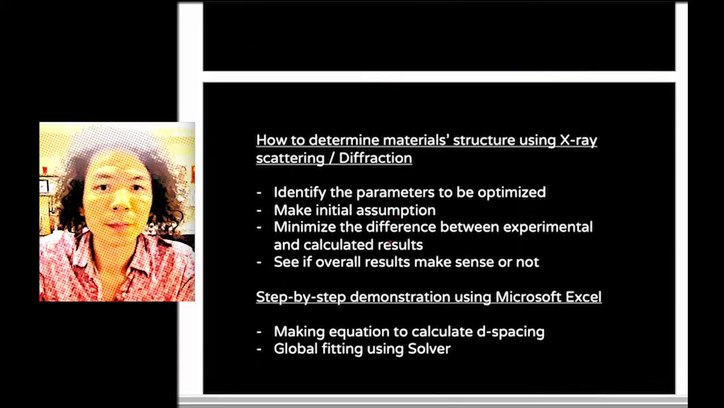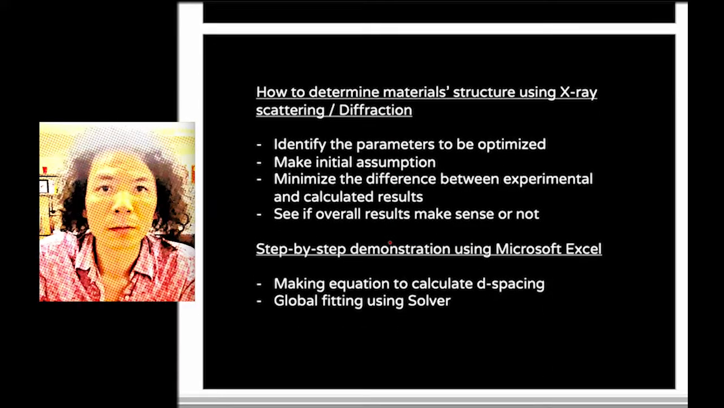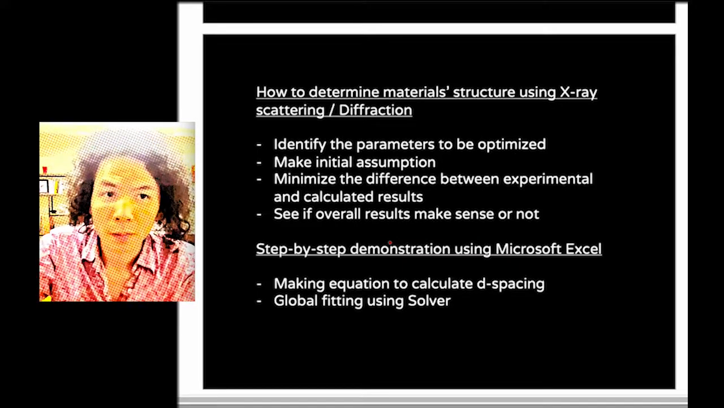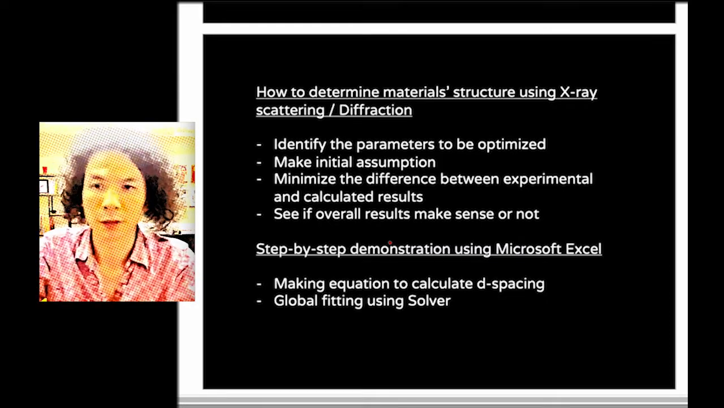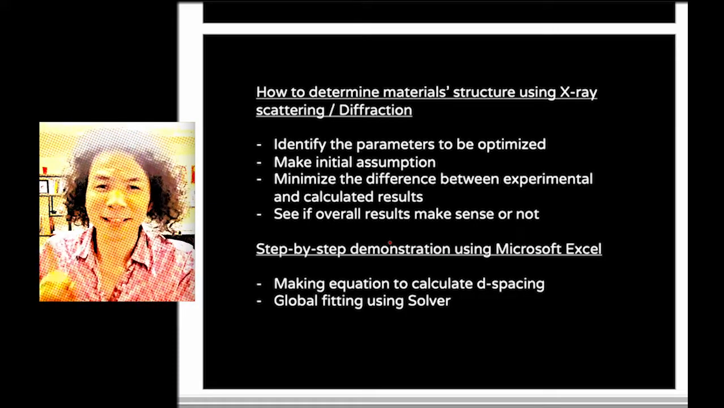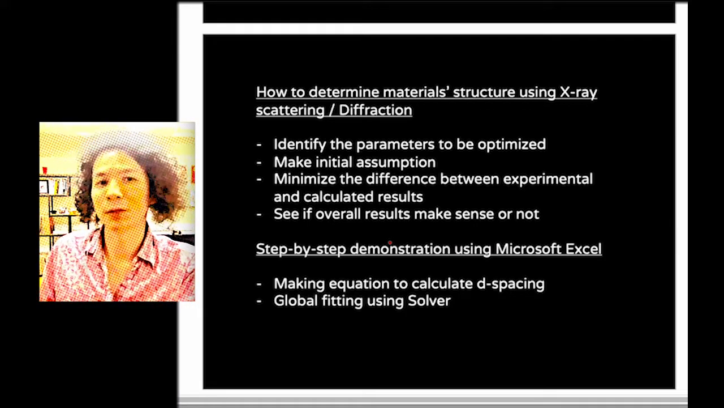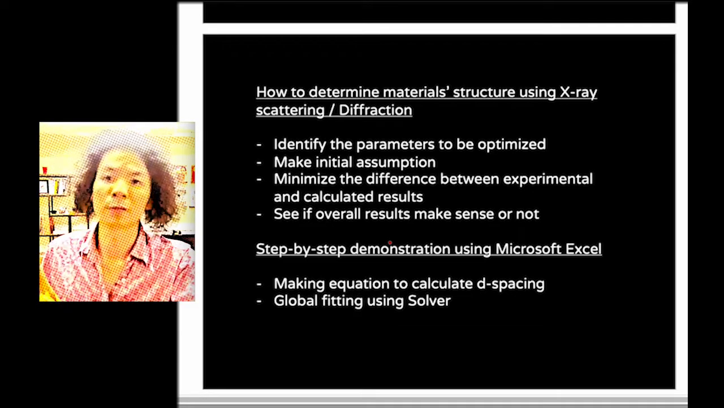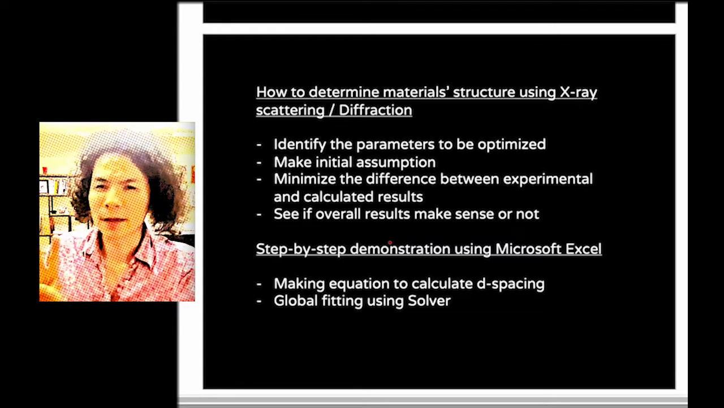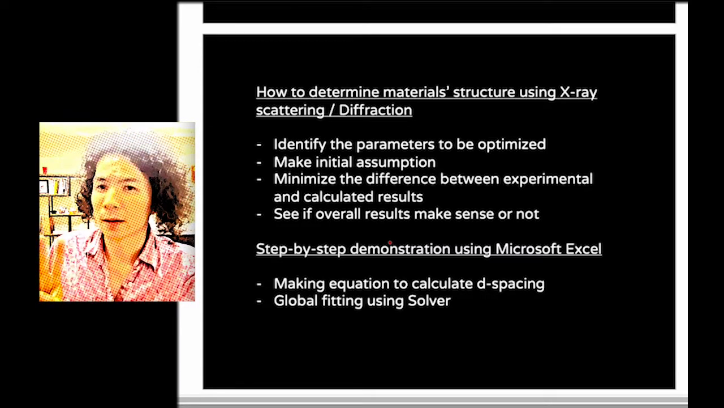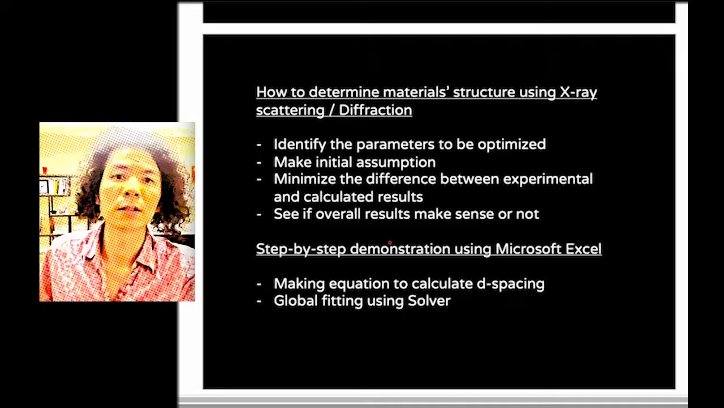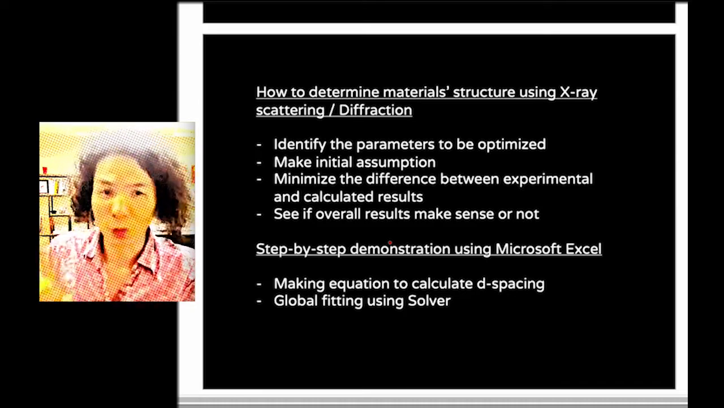Sorry. So now this is the roadmap of today's video. So I'm going to talk about how to determine material structure using X-ray scattering and diffraction. There are only three basic steps. First thing is you need to identify the parameter to be optimized. It could be d-spacing, it could be lattice constant, or it could be the crystal strain, or some people wanna know the crystal domain size, or like anything. First thing you need to know is what you wanna know.